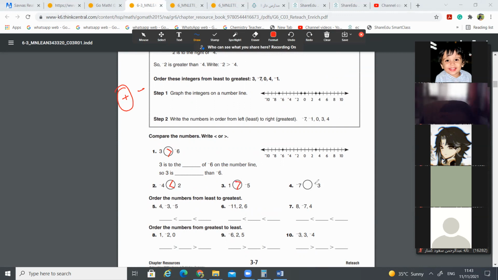Here, positive 1 is greater. But what happens when you see both negative? The smaller number is greater.